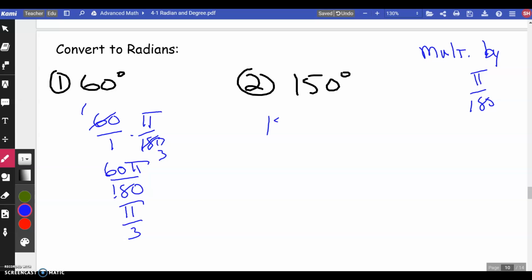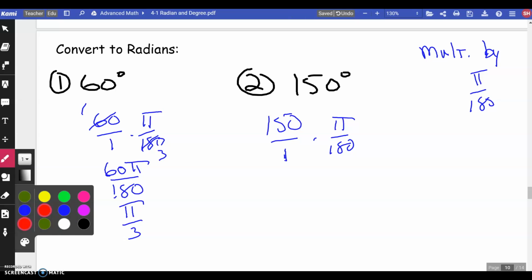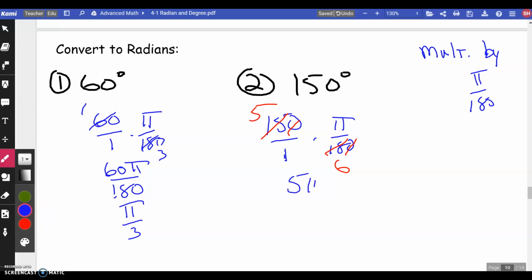Okay, so 150 times pi over 180. Well, if I was doing this one and I'm doing some cross canceling, you cancel out the zeros because 10 goes into it, and then what goes into 15 and 18? Well, 3 does. So 5 and 6, which then gives me 5 pi over 6. All right, good.